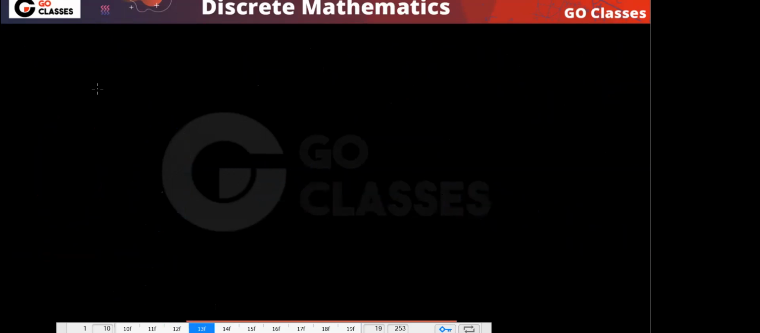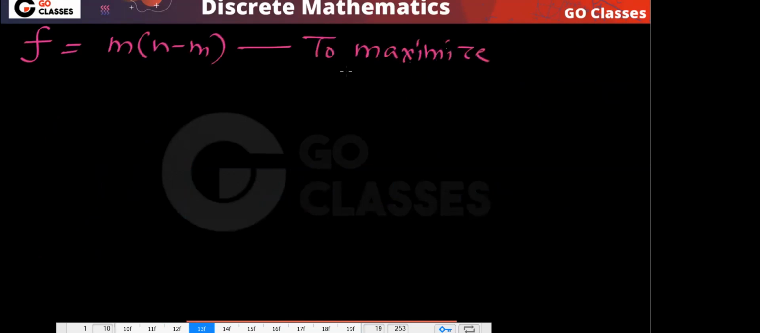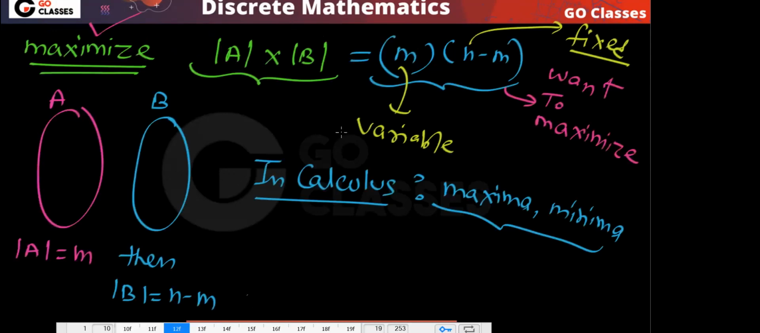Anyway, this is the parameter we want to maximize: f equals m times (n minus m). Now to maximize this, we do df/dm, because m is the variable. This n is fixed. m is variable, right? How many vertices you put here, that is variable. That is not known. We don't know that.